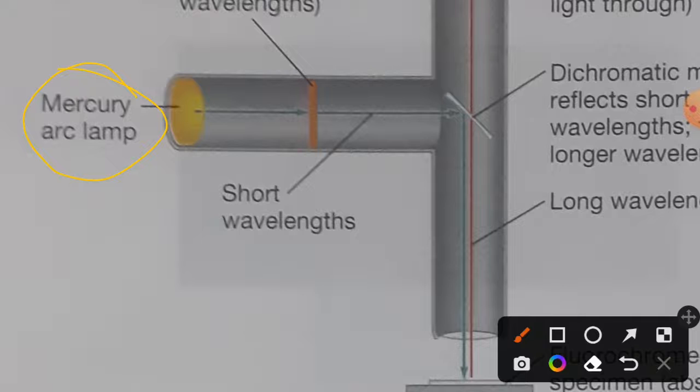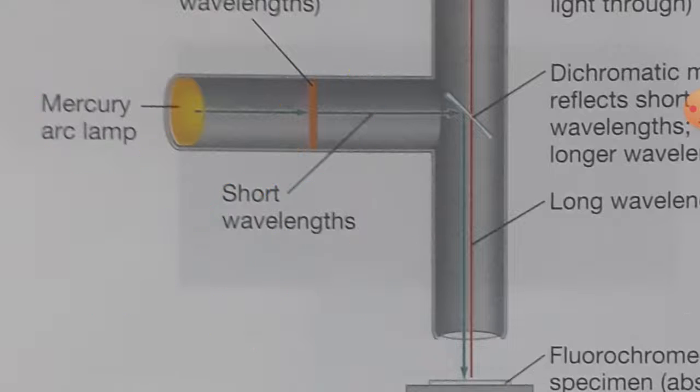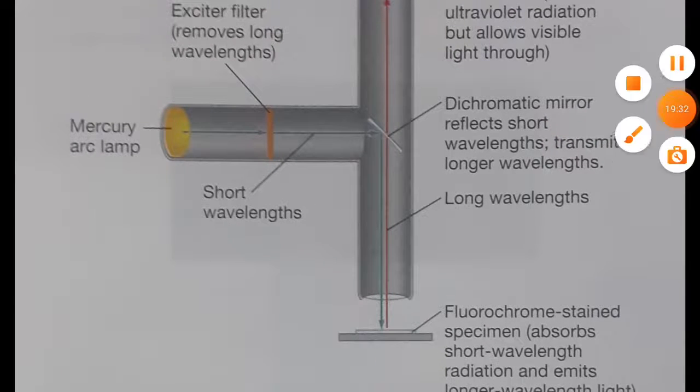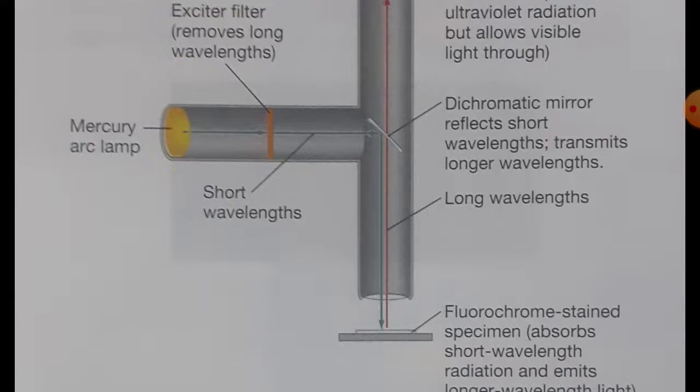Now this intense beam of light will first face the excitation filter. This excitation filter will only allow a particular wavelength of light, and all the other wavelengths of the light will be removed. Usually remember that the excitation filter will remove all the longer wavelengths. It will only allow wavelengths which are shorter.